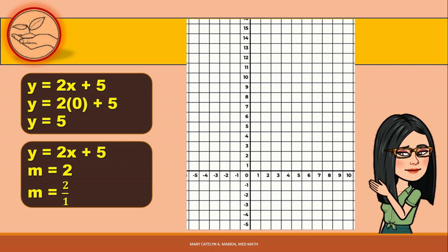We plot our y-intercept, which is 5, and from 5, we rise 2 units up and run 1 unit to the right, since our slope is positive. Our graph looks great. Now answer number 3 and submit this activity to your teacher.